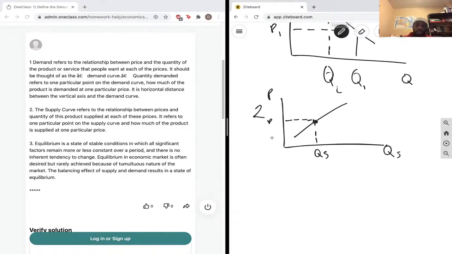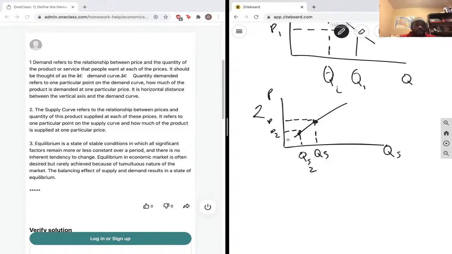Let's say another price over here. It's a different quantity supplied. And that's basically it. So the supply curve is this curve that shows the relationship between price and quantity supplied. And the quantity supplied is a specific point on the supply curve at a specific price.